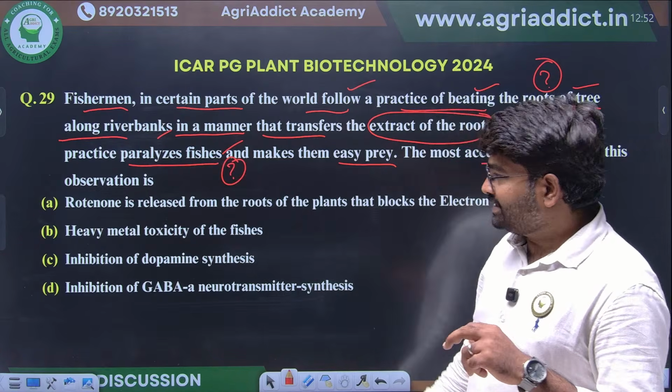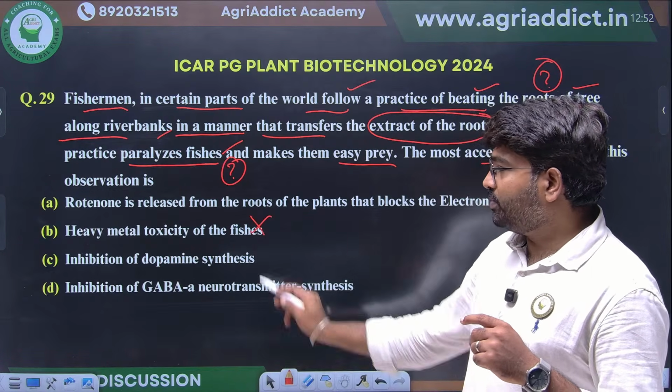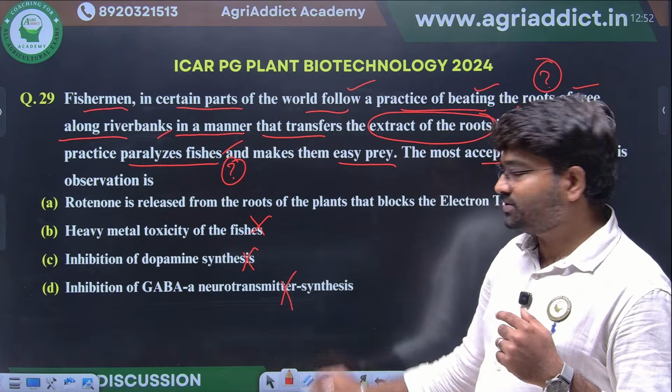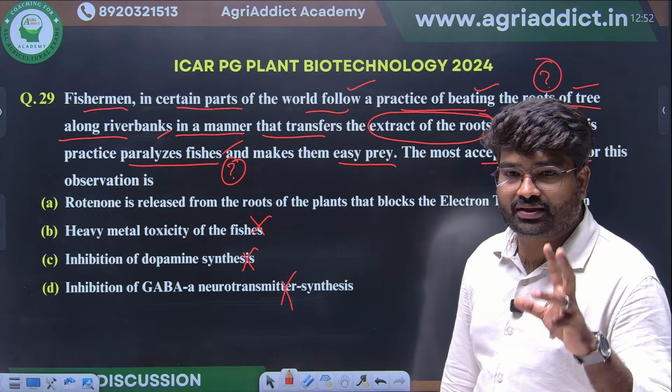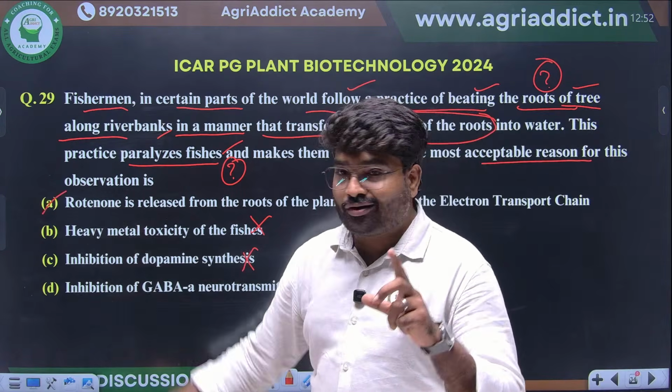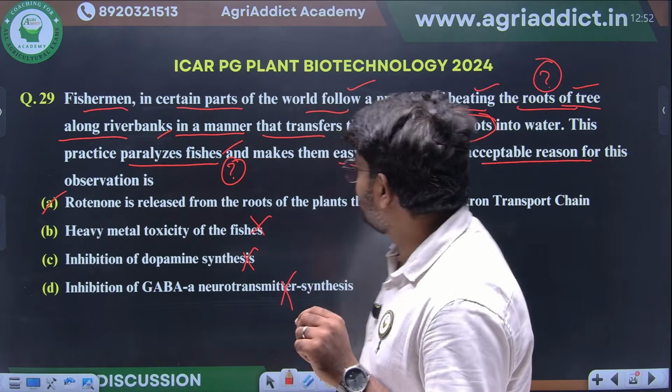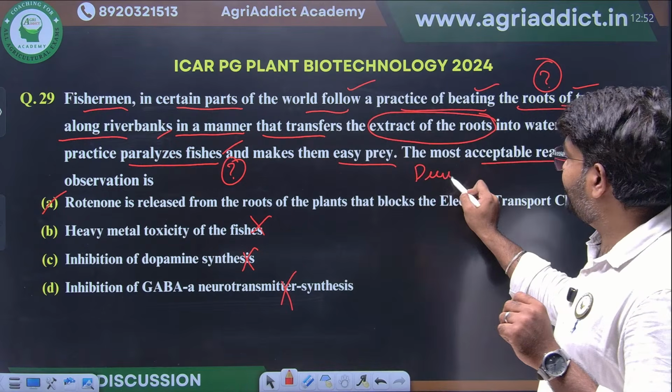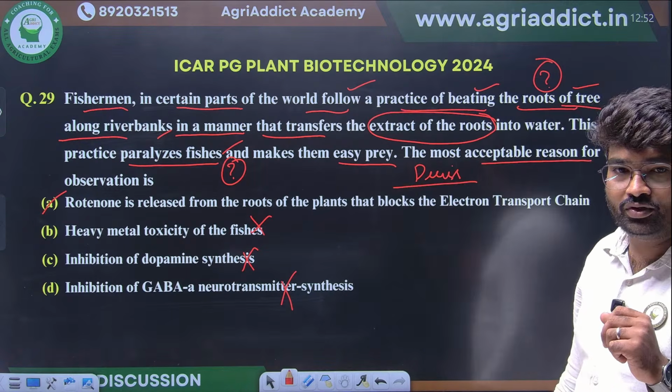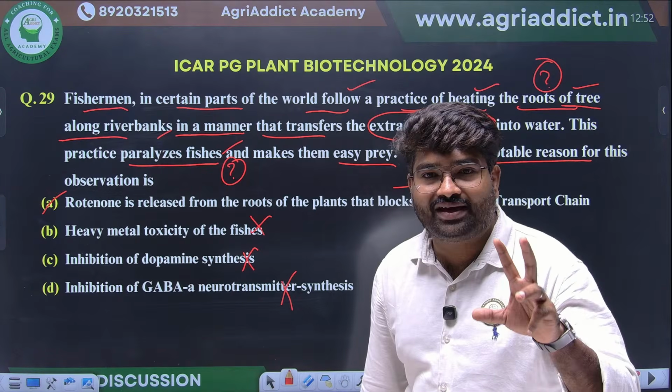Heavy metal, surely it will not come. Dopamine, no, it will not. This will also not come. The root, yes, option A is correct. The root will have rotenone. They will use Derris plant roots, and that root will have rotenone.